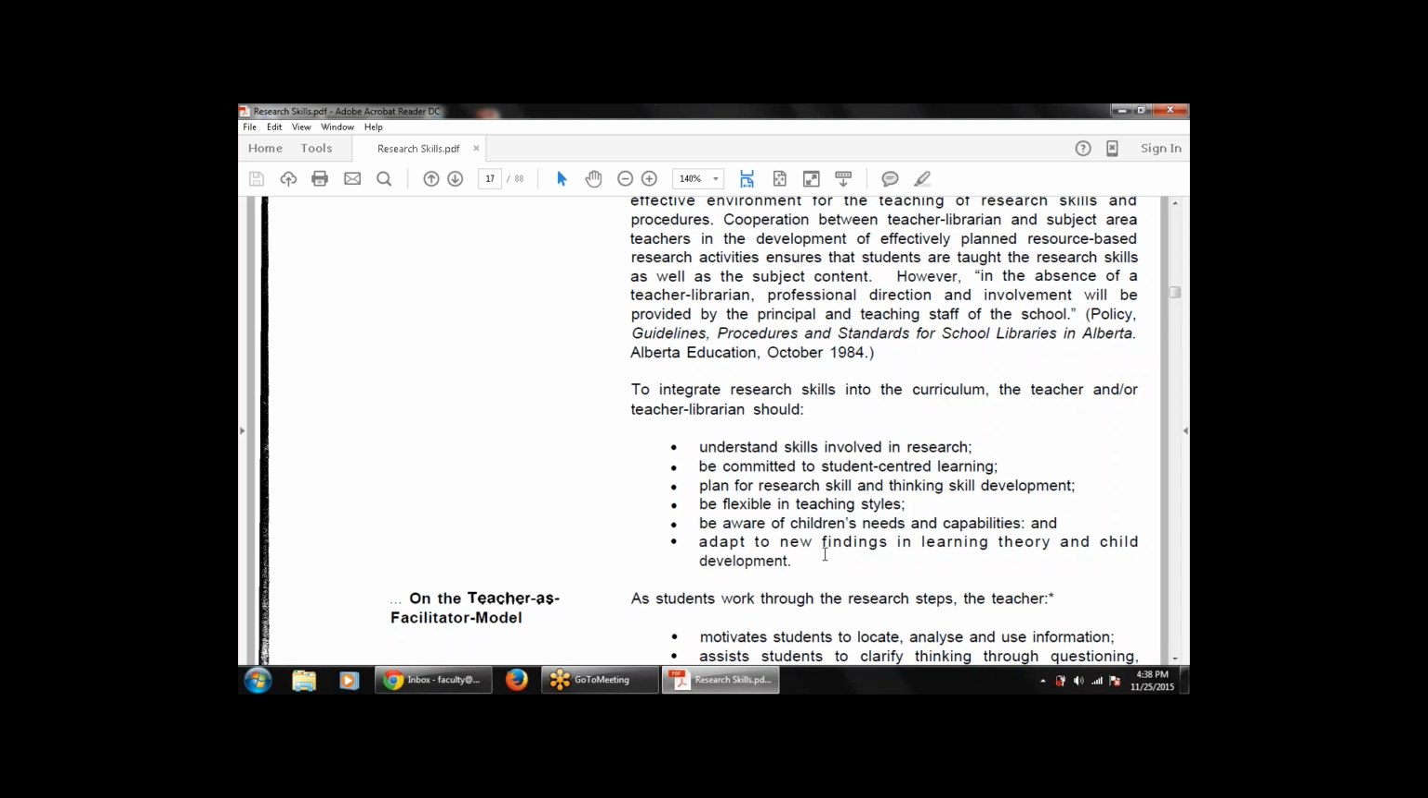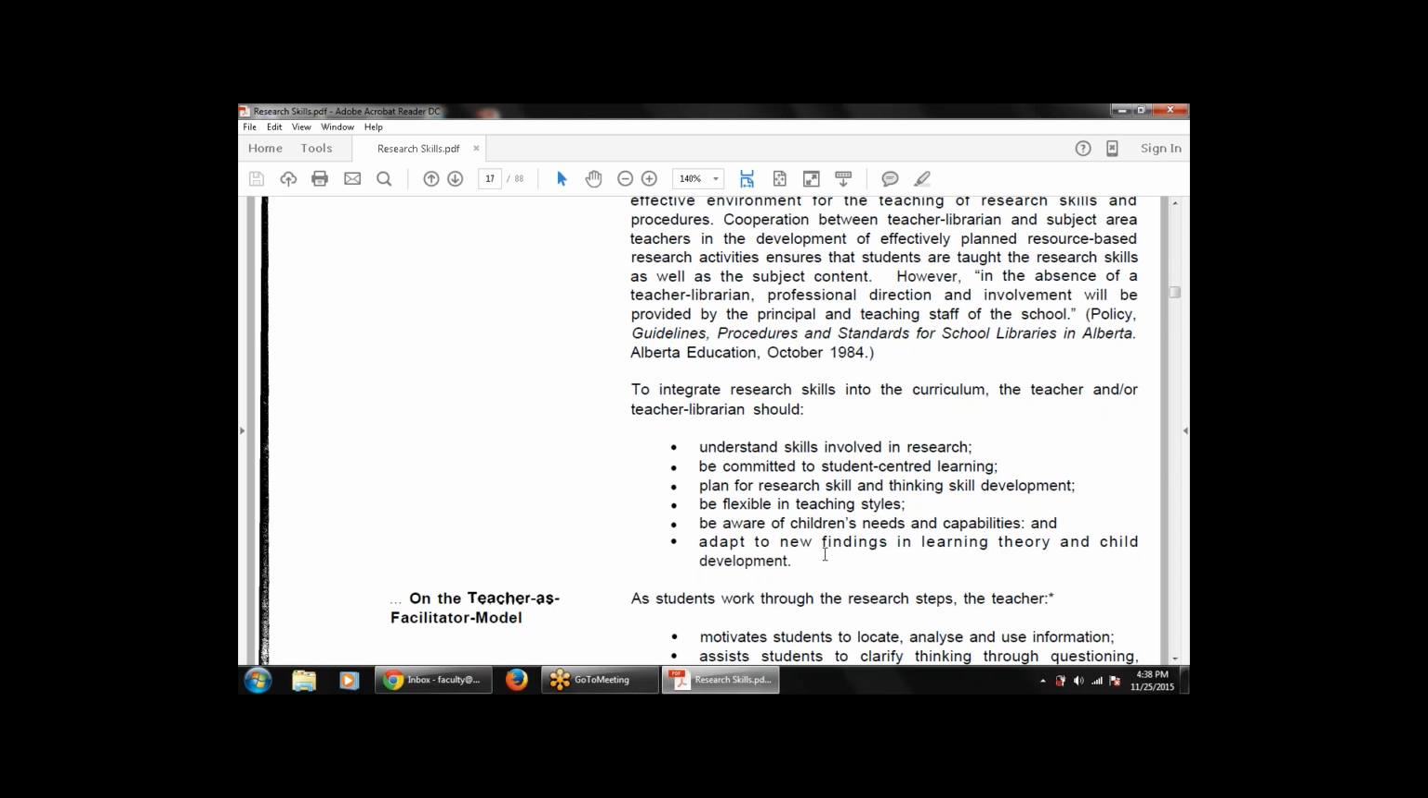The first part is to understand the skills involved in the research. That is, understand what the various research skills used in the research are. Be committed to student-centered learning. Then plan for the research skills and thinking skill development. That is, they plan for the research skills whenever they have to integrate into the curriculum, and the thinking skill development. Then be flexible in the teaching styles.